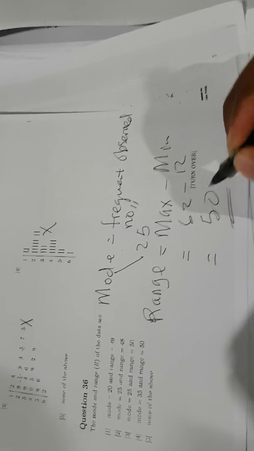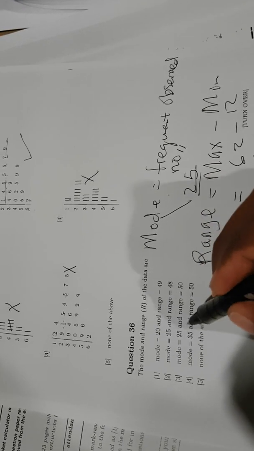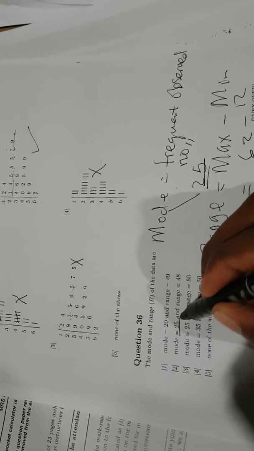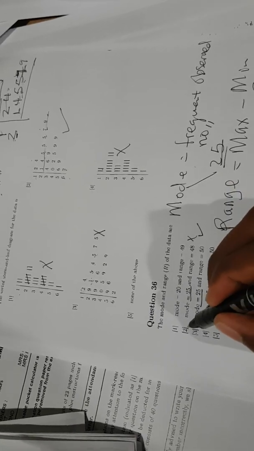So the range is 50, the mode is 25. So which option is it? Mode is 25, range is 50. Here it's wrong. Mode is 25, range is 50. So it's going to be option number 3.